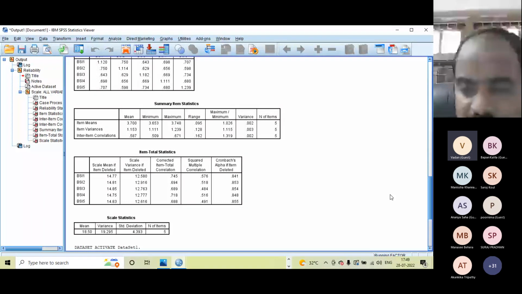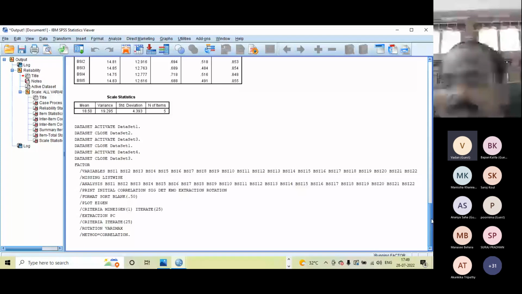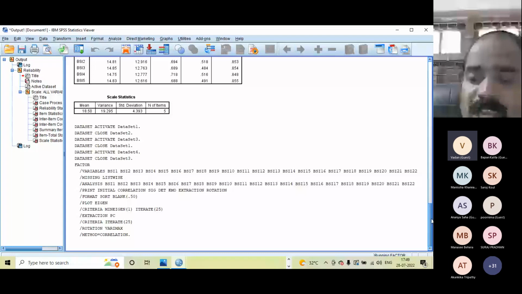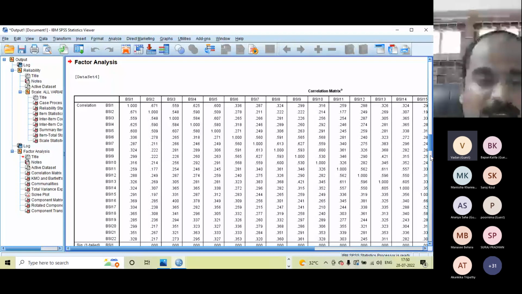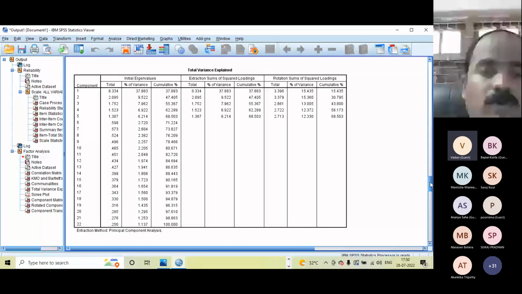The factor analysis is running now. Look at here. This is the factor analysis you do, which is popularly called EFA, exploratory factor analysis. My screen is visible to all? Anybody can answer yes or no? Yes, sir. Okay.